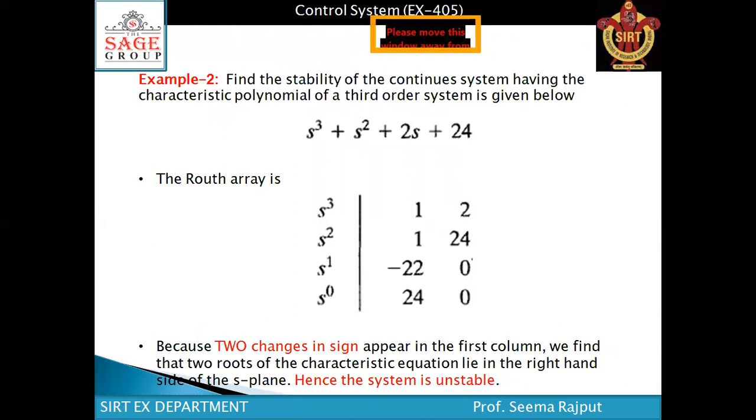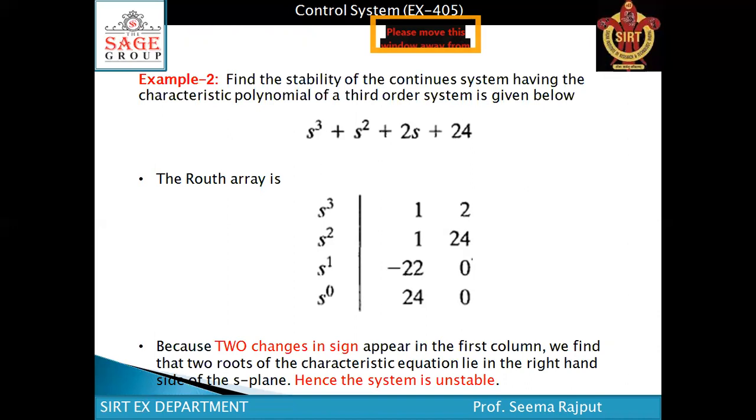Find the stability of the continuous system having the characteristic polynomial of a third order system given below. So here it is s cube plus s square plus 2s plus 24. That is the characteristic polynomial or equation. And the Routh array is s cube, s square, s1, s0. So we have to put all the values. That is 1, 2, 1 and 24.